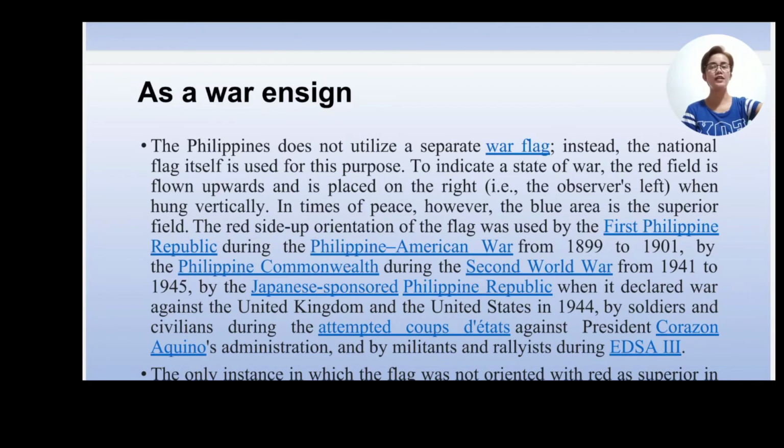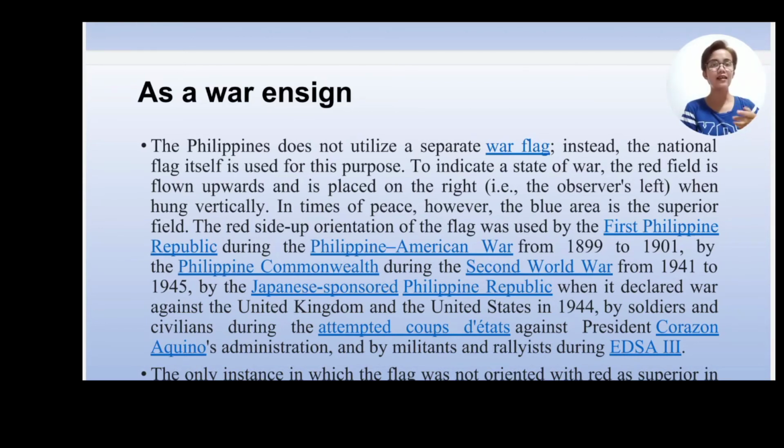Now, as a war ensign, the Philippines does not utilize a separate flag. Unlike the other countries, if they are under the state of war, they use a separate flag to announce or to pronounce that they are under the state of war. But our flag is unique and therefore we are not using a separate flag to use as a war flag. Instead, the national flag itself is used for this purpose.